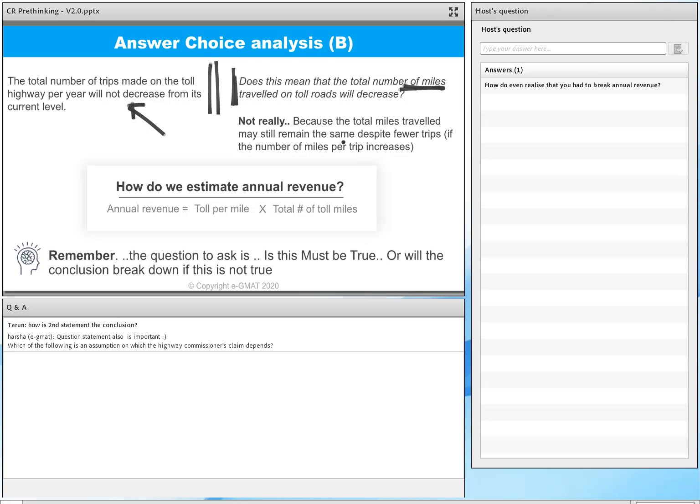How do you even realize that you had to break annual revenue? Because that's what the information is given over there. And it's given to you, it's a toll per mile. So that's how you have to take those clues from the argument.